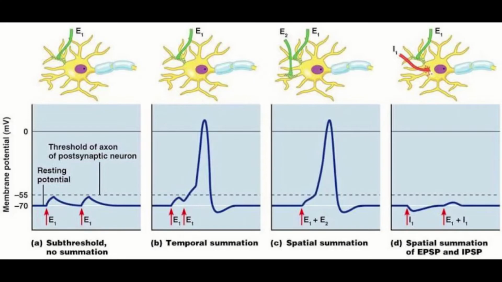In Figure C, a postsynaptic neuron receives a burst from two separate axon terminals connected at different locations and adds them together to break threshold. The neuron fires. In Figure D, the postsynaptic neuron receives an inhibitory impulse and an excitatory impulse that sum to a potential below the threshold, so the neuron doesn't fire.